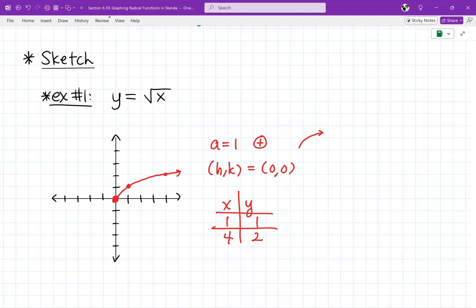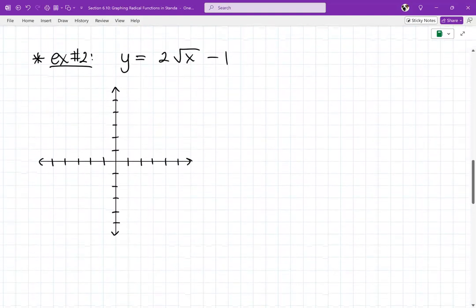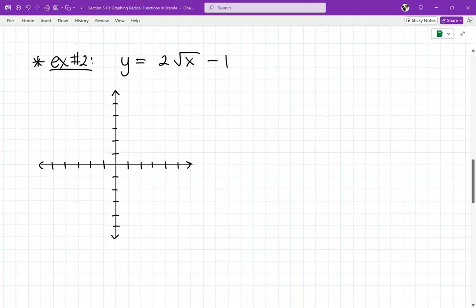I mean, does that seem too bad? Not terrible, right? So here we go. Example number 2. So y is equal to 2 times the square root of x minus 1.